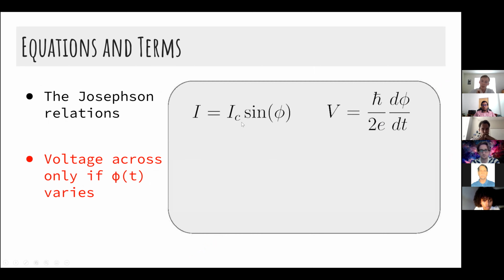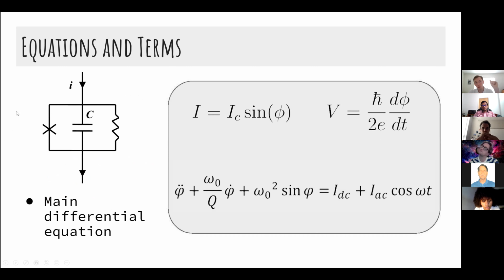We have the current is the critical current times sine of phi, which is the phase difference between those 2 superconductors. And then we also have the voltage is a constant times the time derivative of the phase. So the very important part of this, so important that it's in red here, is that if there is no change in the phase, we have no voltage. So changing phase gives us a voltage, but otherwise we are in the superconducting regime.